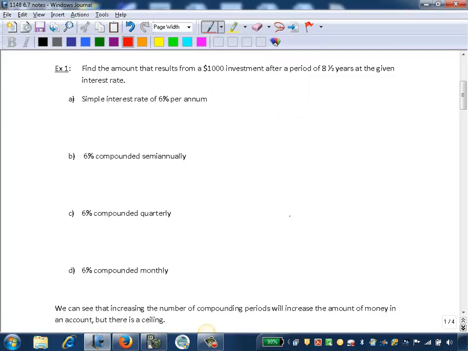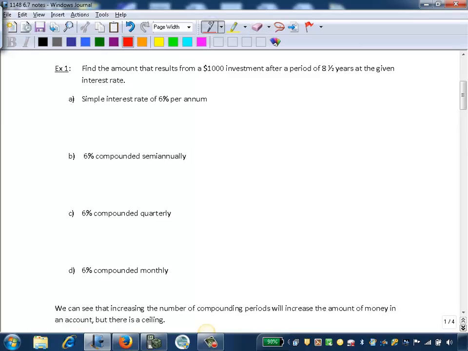In this example, we're asked to find the amount that results from a $1,000 investment after a period of 8.5 years at various interest rates. Notice in parts A, B, C, and D, the interest rates are all 6%. But what's different is, for example, in A, it's simple interest. In B, it's compounded semi-annually, so twice a year. In C, it's compounded quarterly, 4 times a year. And in Part D, it's compounded monthly, 12 times per year.